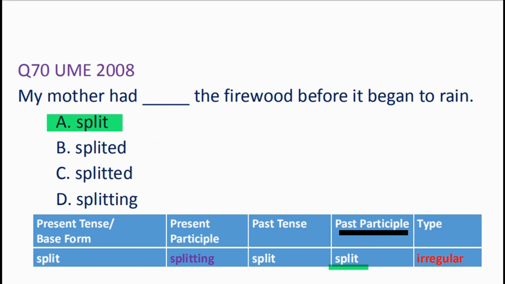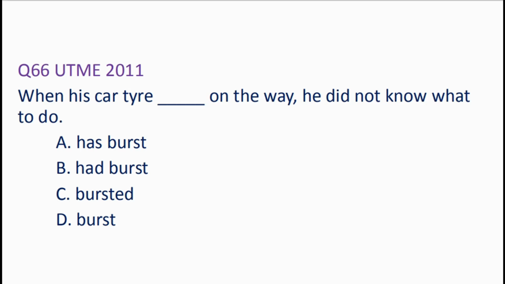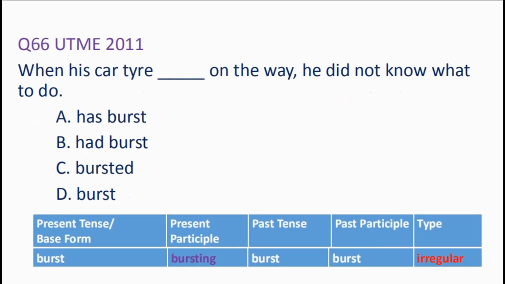Let's move to the next question, which is the last question for this video. This is question 66, UTME 2011. It says, when his car tire burst on the way, he did not know what to do. Here we are looking for the past tense of burst, because whatever happened to the car tire has happened in the past. A, has burst. B, had burst. C, bursted. D, burst. Let's see the table to check the past tense of burst.